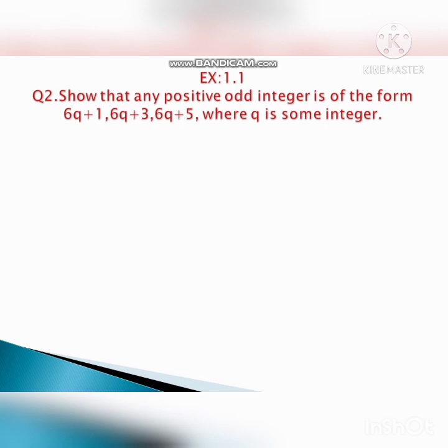Hello friends, today we are here to discuss exercise 1.1 question number 2. What is this question now? It is in front of you. Show that any positive odd integer, underline this word, children, positive odd integer, is of the form 6q plus 1, 6q plus 3 and 6q plus 5, where q is some integer.